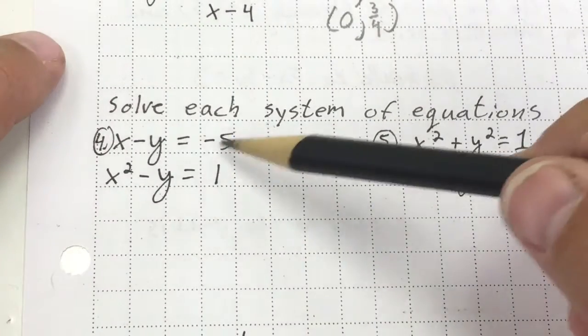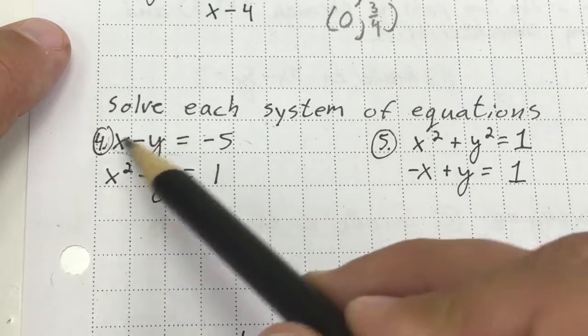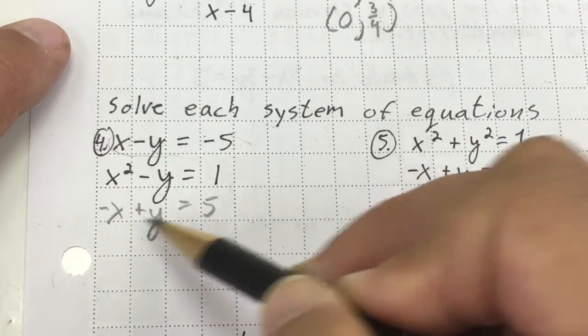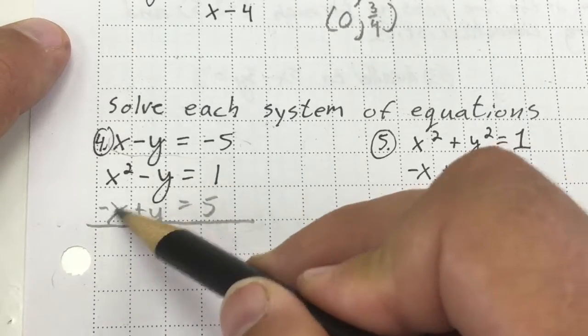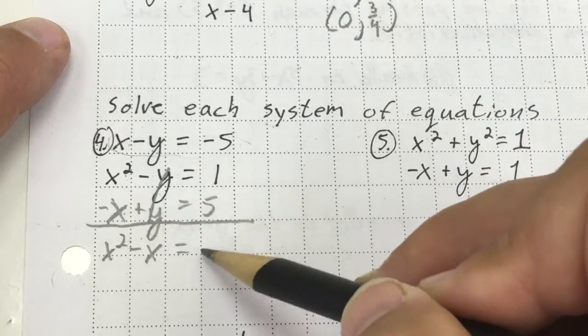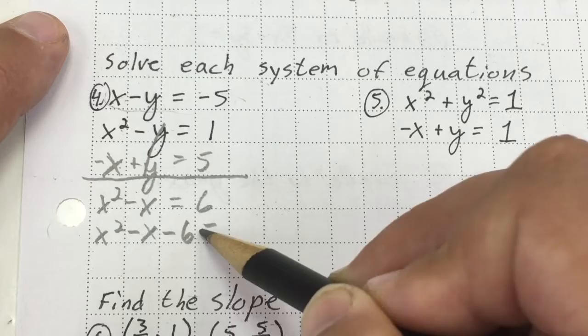Solve the system. Notice this time I don't have a linear system. What I'm going to do is solve it by elimination, and I'm going to multiply one of these by a negative. That's going to give me negative x plus y equals positive 5. I'm going to use elimination on the y's. Be careful though, this is x squared minus x. The y's eliminate and I get equals 6. I'm going to bring this 6 over to the other side, so that's going to give me x squared minus x minus 6 equals 0.